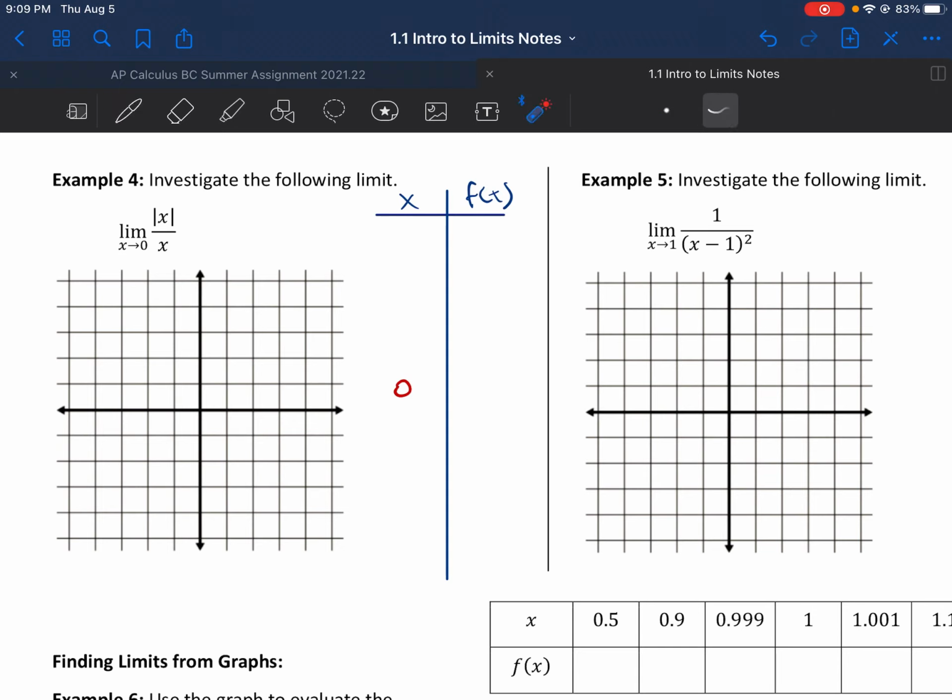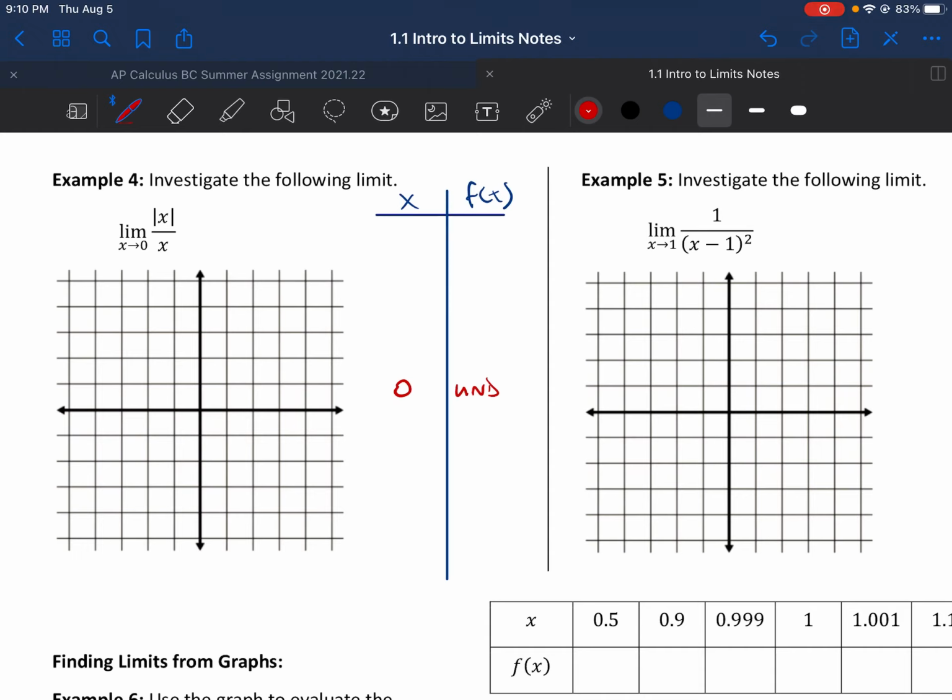And let's think about 0 real quick. If I plugged in 0 for x, you get a 0 in the denominator, which we know would make this undefined. So at 0, we know that we have a hole, or some kind of jump. No matter what, it's not defined there.